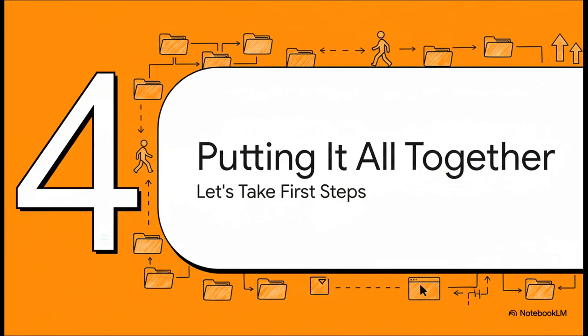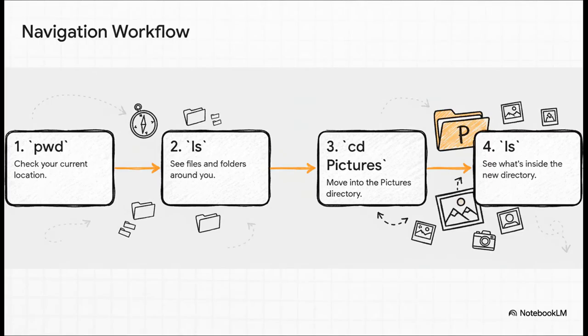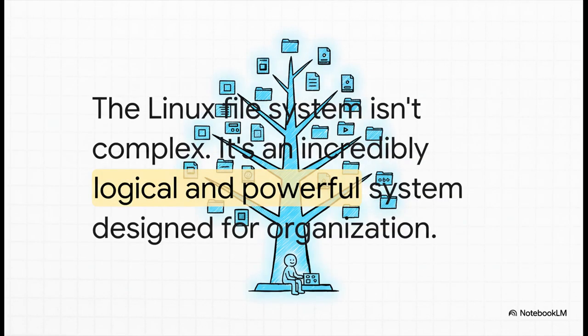Okay, so we've got the map, we've got the navigation tools, let's put it all together and see what this actually looks like in practice. It's time to take our first steps. Here is a super common thing you'll do, like a hundred times a day. First, you type pwd, just to make sure you know where you are. Then you type ls to see what's around you. You spot a folder you want, maybe pictures, so you type cd Pictures to move into it. And once you're inside, you type ls again to see what's in there. See that? It's a simple little dance. Where am I? What's here? Let's go there. What's here now? And that's really the heart of it all.